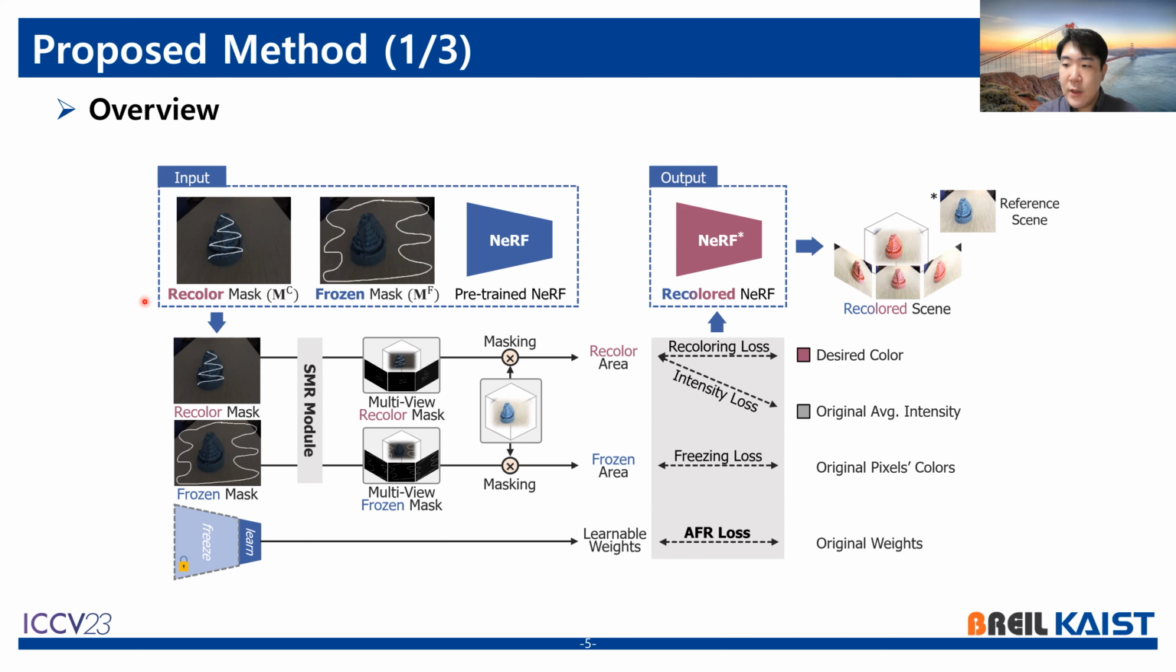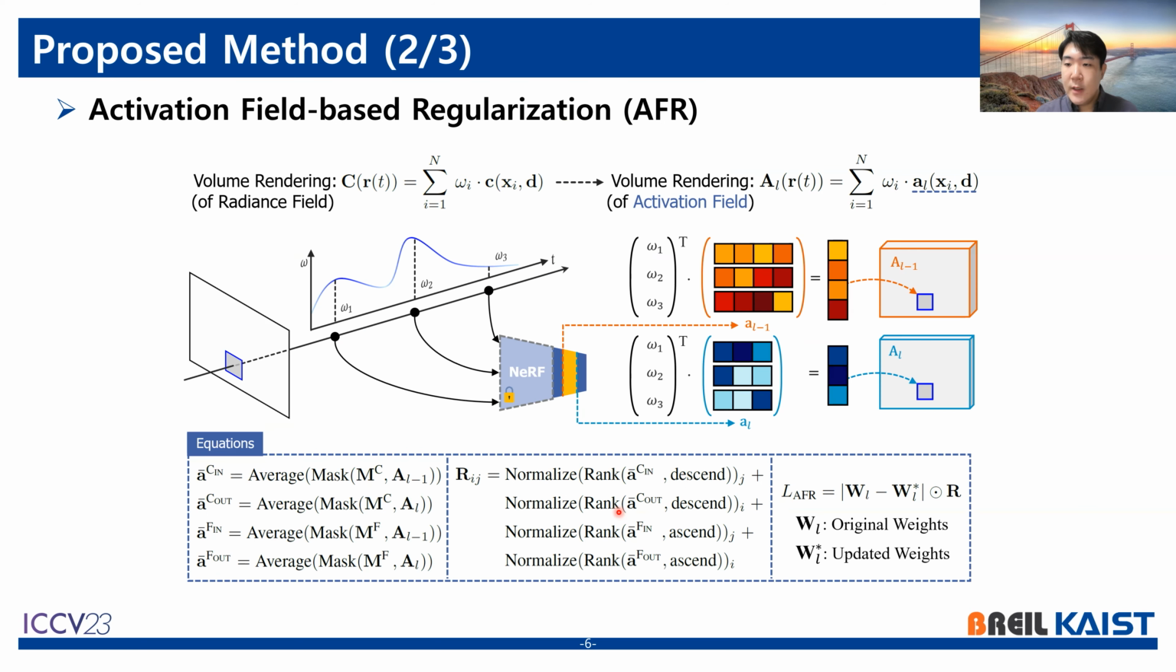ICE-NeRF takes a recolor and frozen mask and pre-trained NeRFs as an input, and fine-tunes some NeRF weights to produce a recolored NeRF. During this process, the SMR module is used to render a single mask into multi-view. And AFR performs regularization on NeRFs' learnable weights that are less related to the recolor area to enhance decomposition performance.